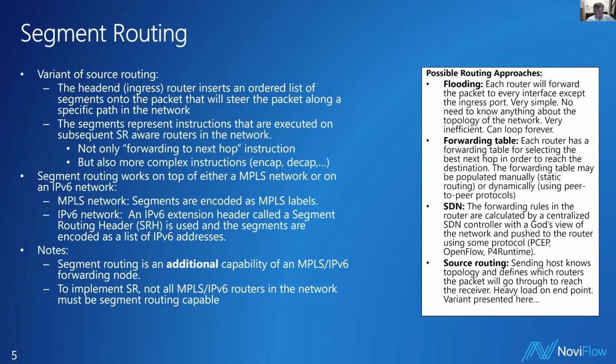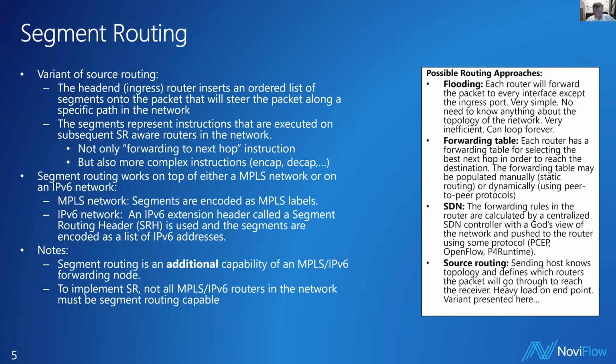These instructions are not only forwarding to next hop type of instructions, but also more complex instructions such as encapsulation and decapsulation of the packets. Segment routing works either on IPv6 or MPLS data planes. In an MPLS network, the segments are encoded as MPLS labels. In an IPv6 network, an IPv6 extension header called the segment routing header is added, and this segment routing header contains an ordered list of segments encoding the instructions that the network will operate on the packet.